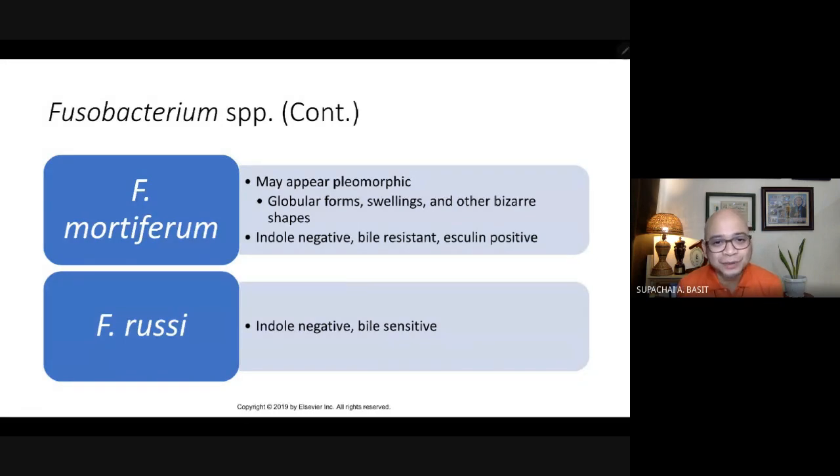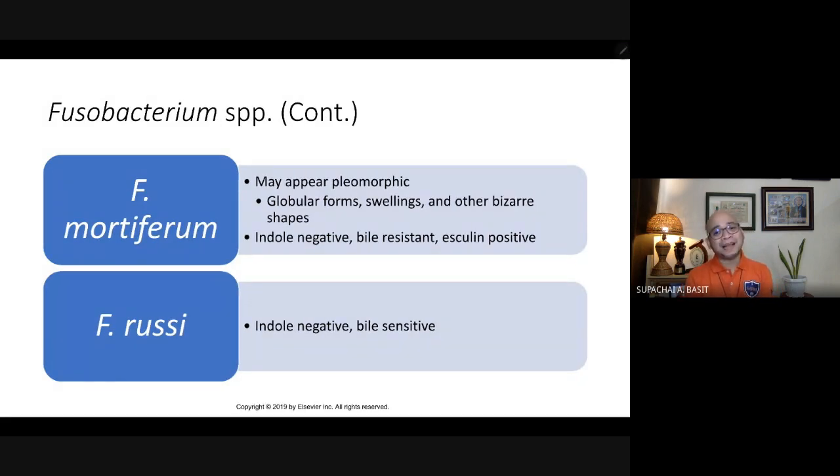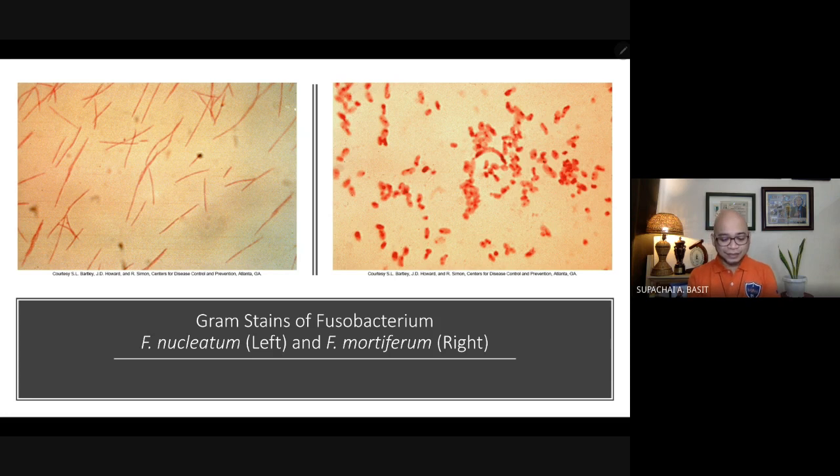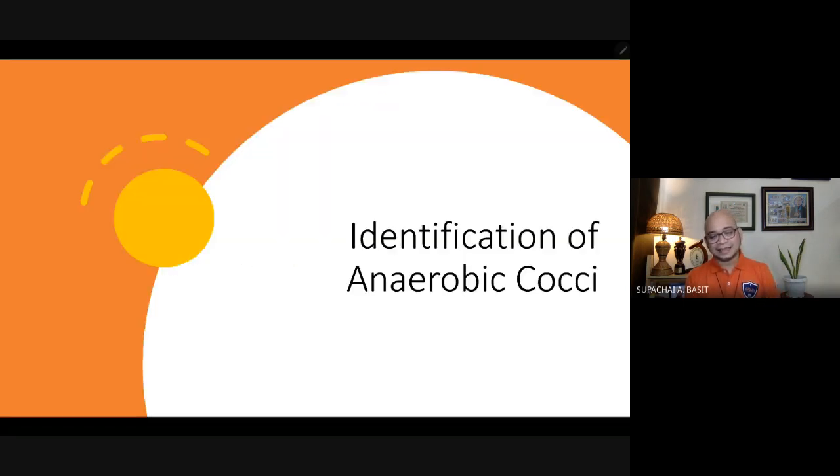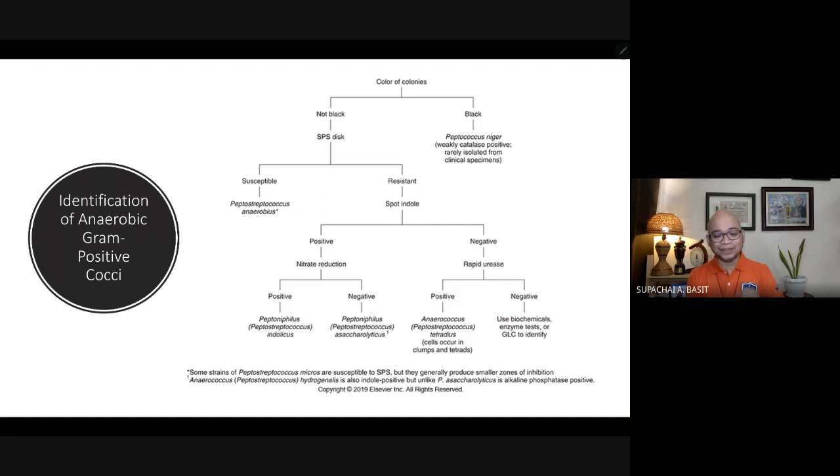Fusobacterium mortiferum is indole negative, bile resistant, and esculin positive. And then Fusobacterium russii is indole negative and bile sensitive. So here we have the Fusobacterium nucleatum on the left and Fusobacterium mortiferum on the right side. And of course, let us now discuss the identification of anaerobic cocci.